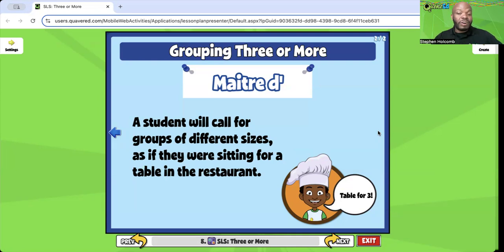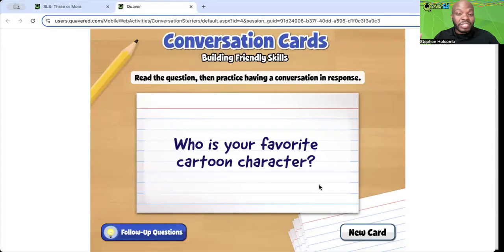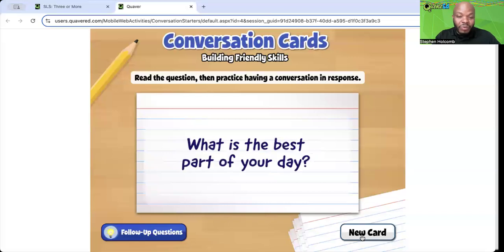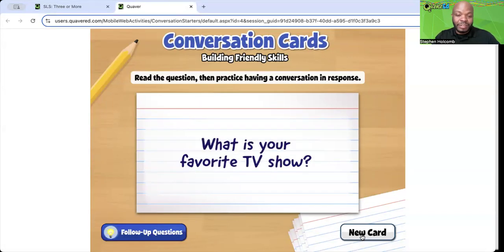So, say for instance, you're calling for a table of three. From there, you can use conversation cards on a particular topic or theme for students to have a conversation after they gather in groups of three. So, for instance, like, what is your favorite cartoon character? Or even, what is the best part of your day? What is your favorite TV show? It's a great way to have a warm up. Maybe even use conversation cards that are going to deal with concluding your class for the day, or even again, check for understanding. This can be used in a variety of ways.